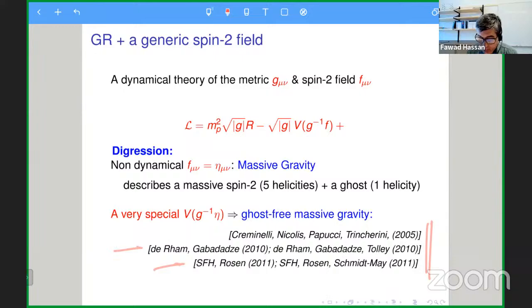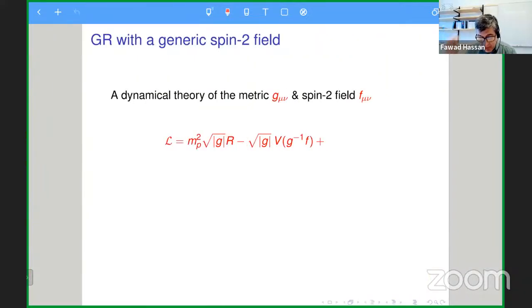Okay, so now we have this theory, but of course, as was pointed out here, we need a kinetic term also for F mu nu. So let's just add a kinetic term here. And that, of course, makes F mu nu also dynamical. So we have now two dynamical spin 2 fields interacting with each other. But of course, we have not specified these interactions and these dynamics.